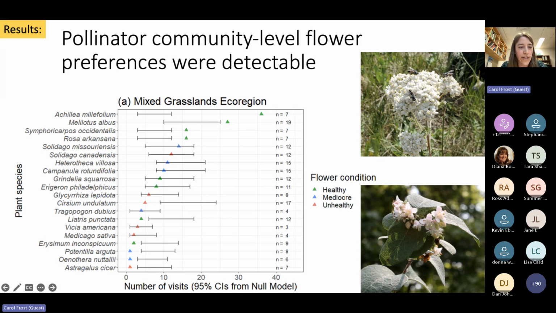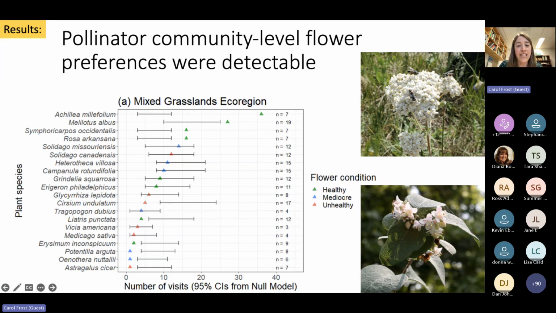So what I'm showing here is the flower species, the number of visits on the x-axis, and the error bars are 95% confidence intervals. What these confidence intervals represent is that we would expect this flower to have received anywhere within that interval of visits, just based on the amount of minutes it was observed for, because different species bloomed for different amounts of time, so they weren't all observed for the same amount of time.